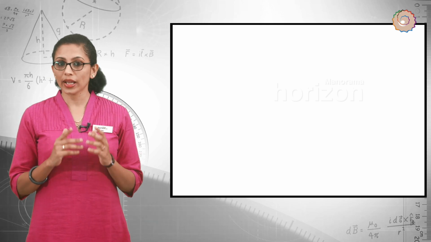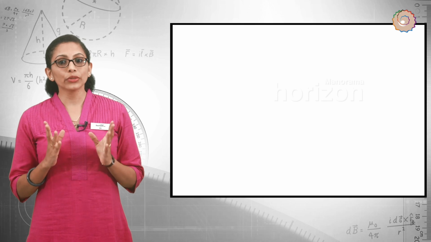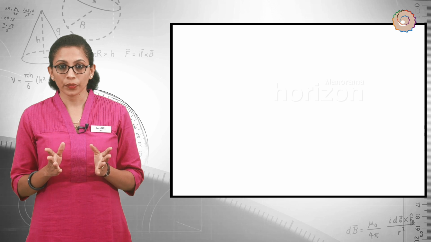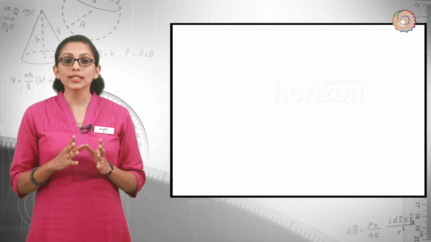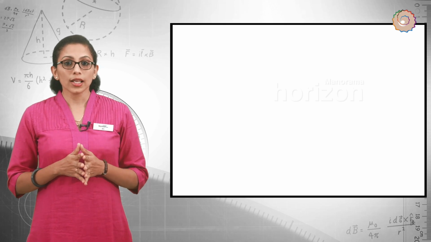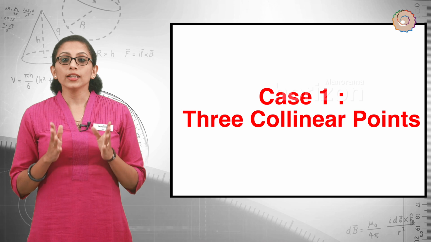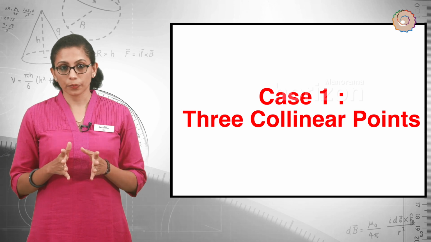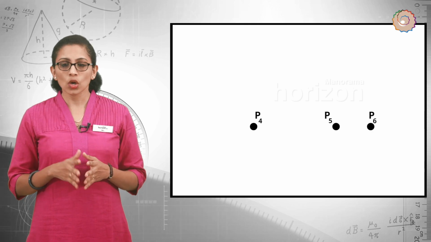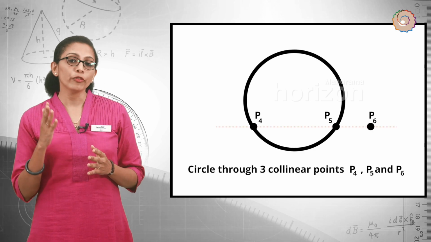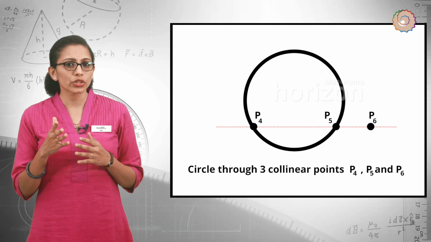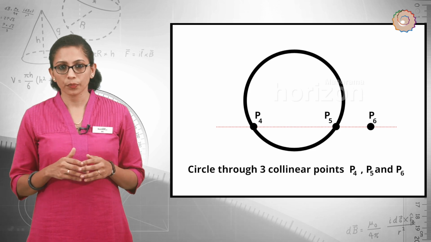We will consider 2 cases. When all the 3 points lie on the same line, that is when they are collinear, and the other case, when the points are not lying on the same line, that is non-collinear. Let's see case 1, considering 3 collinear points. If we try to draw a circle passing through 3 collinear points, one can see that the third point will lie outside or inside the circle. So we cannot draw a circle touching all the 3 collinear points.